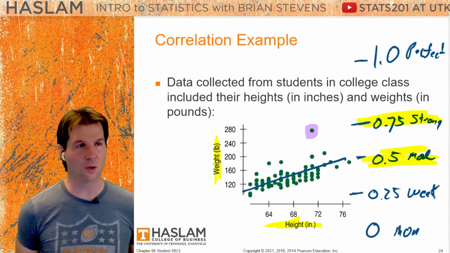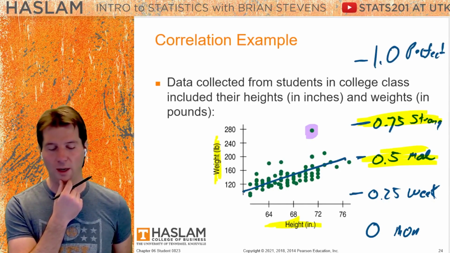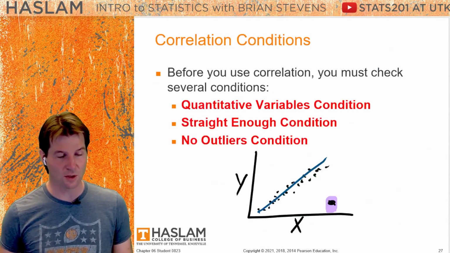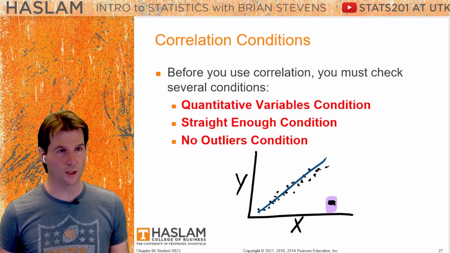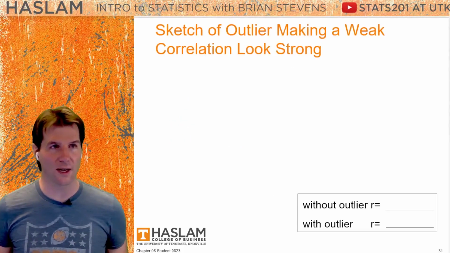It's always good to mention your outliers in your write-ups to say, well, there does seem to be one pretty unusual point. So I am concerned about the no outlier condition. So we have the conditions QQ, 2 quantitative variables, straight enough, a straight line approximates the relationship, and no outliers. We don't want to see outliers in the data. You might say, why don't we want to see outliers?